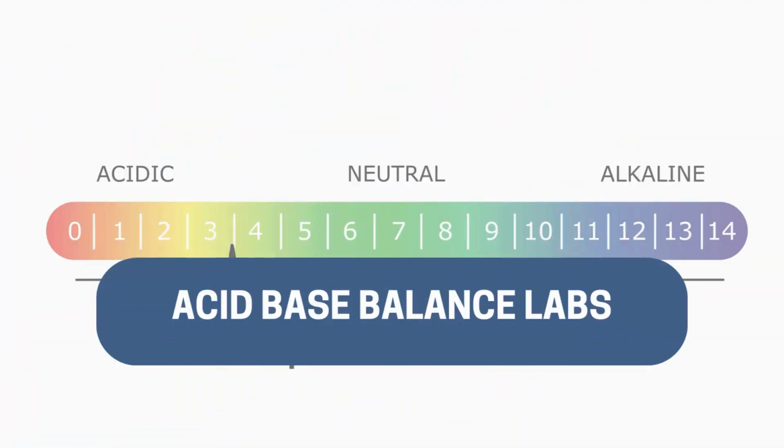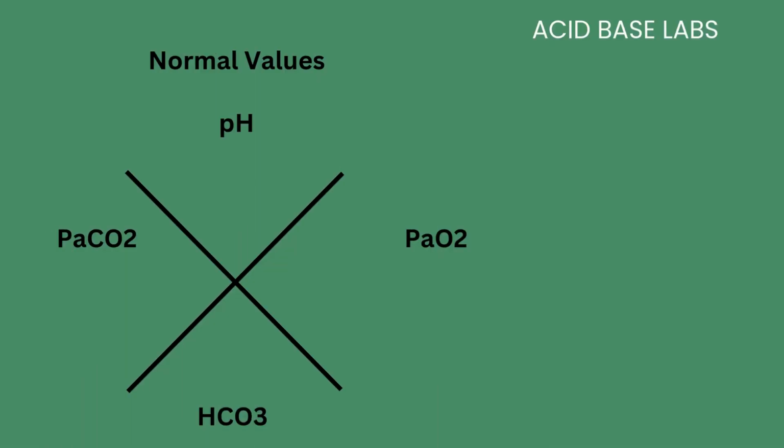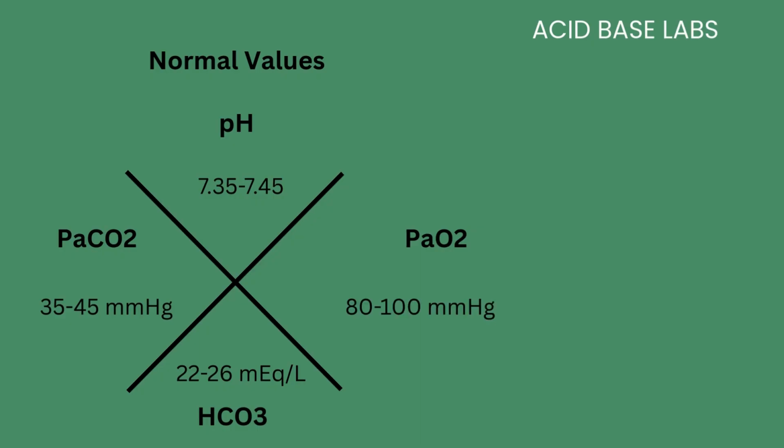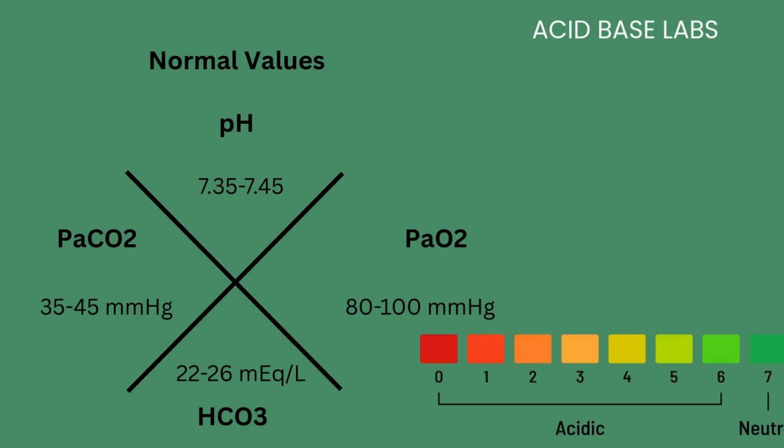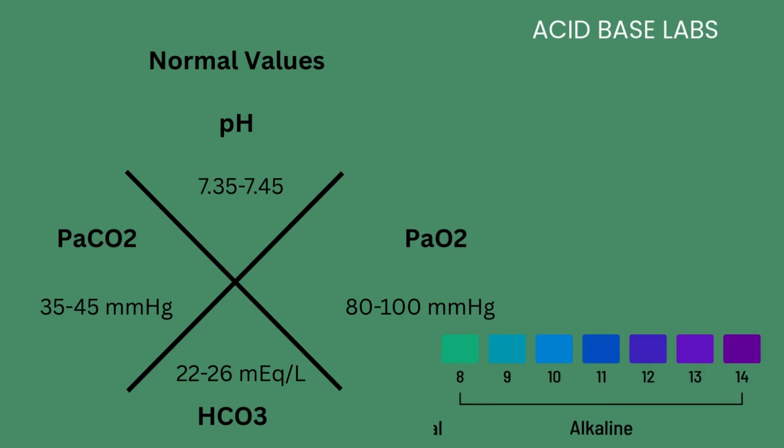Let's interpret labs when it comes to your patient's acid-base balance. Start by remembering the normal reference ranges. The pH should be between 7.35 and 7.45. The PaCO₂ between 35 and 45 millimeters of mercury, bicarbonate, HCO₃-, between 22 and 26 milliequivalents per liter, and the PaO₂ between 80 and 100 millimeters of mercury. A pH below 7.35 indicates acidosis, while a pH above 7.45 indicates alkalosis.